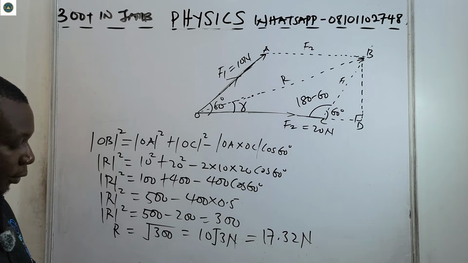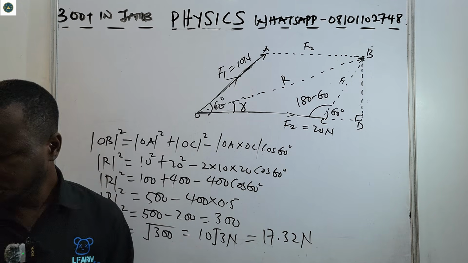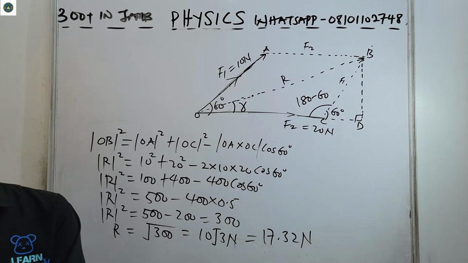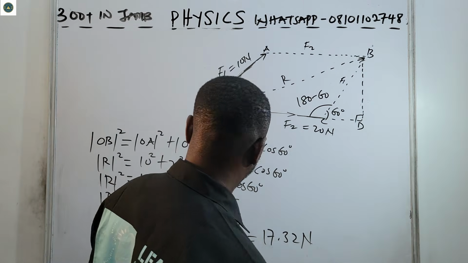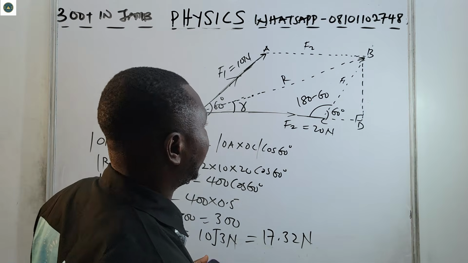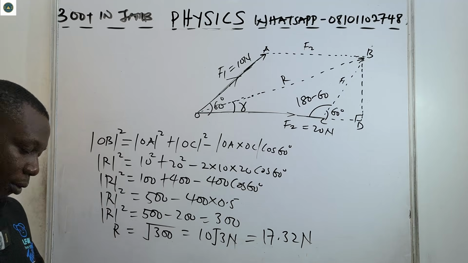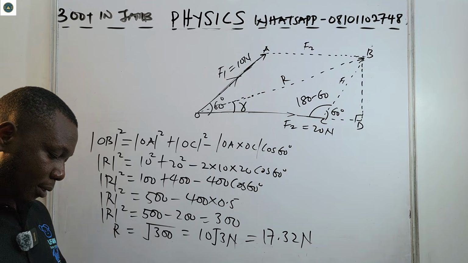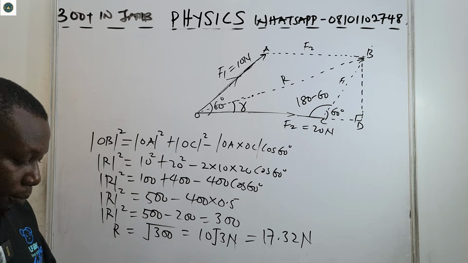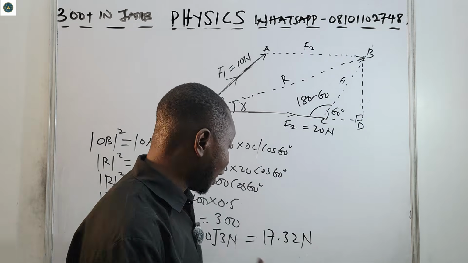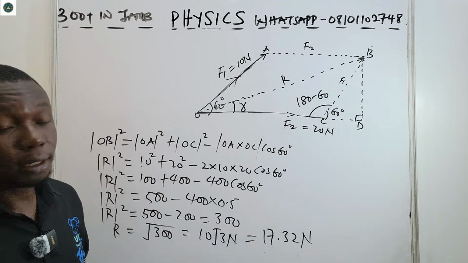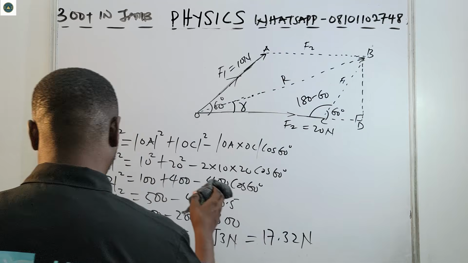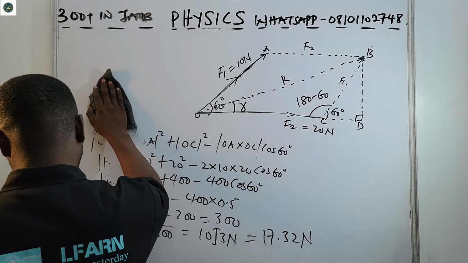That's the resultant. The question says the resultant. So if you need the direction, you can plug in the formula we proved the other time. All right, let's see more problem. The answer is 10 root 3. The next one is from JAMB 2011.